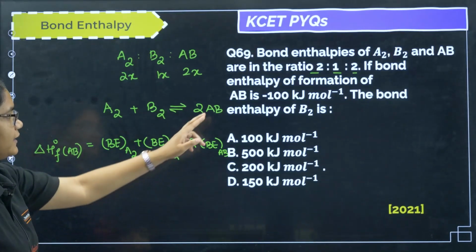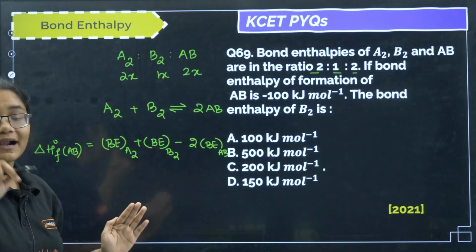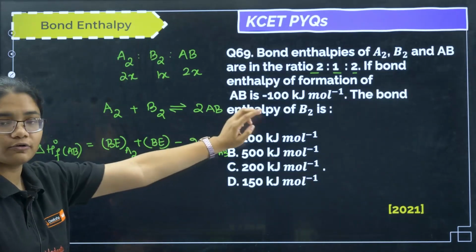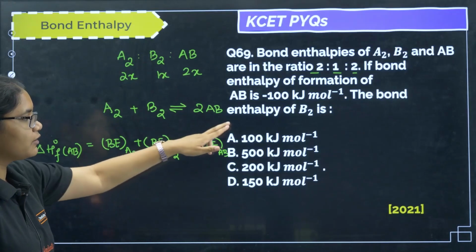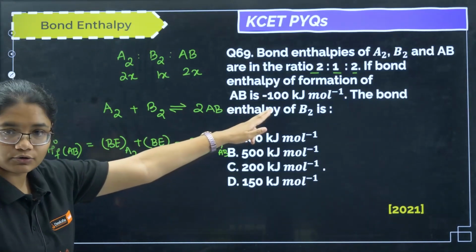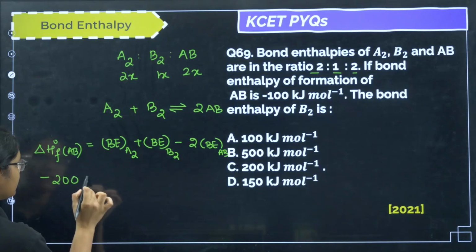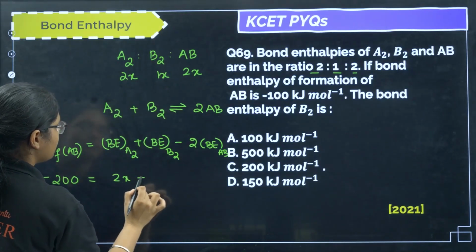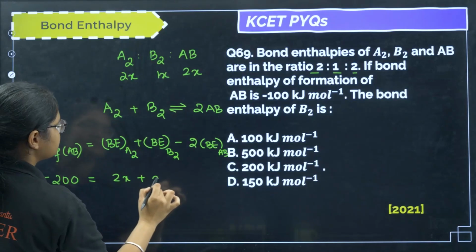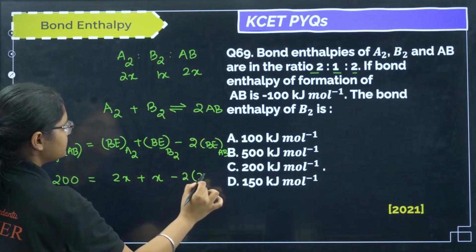Now you see that the enthalpy of formation of AB is minus 100 kilojoule per mole. That is for formation of 1 mole of AB. In my equation I am writing 2 moles of AB. So for 1 mole of AB it is minus 100 kilojoule. For 2 moles it will be minus 200, equal to: what is the bond enthalpy of A2? That is 2x. Bond enthalpy of B2 is x, and minus 2 into the bond enthalpy of AB, which is 2x.